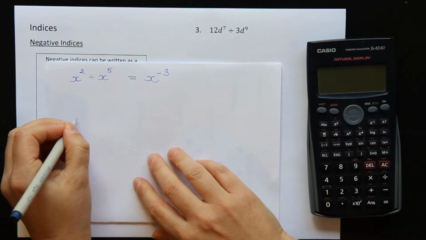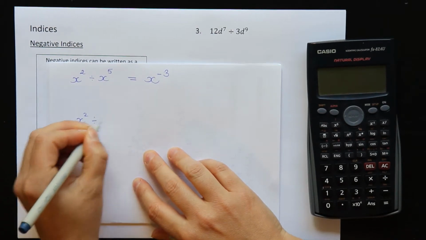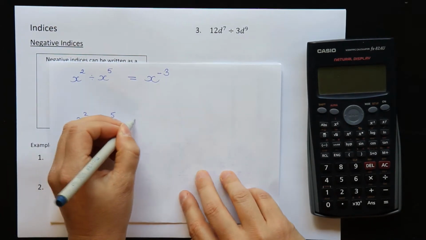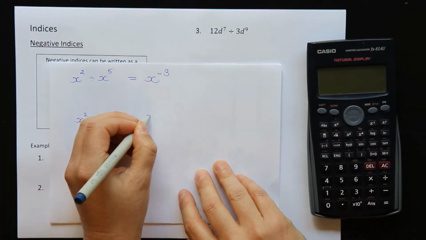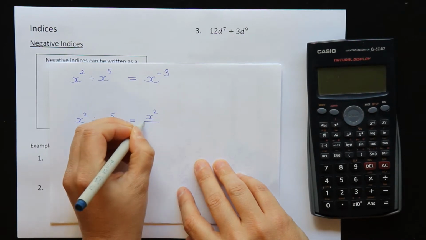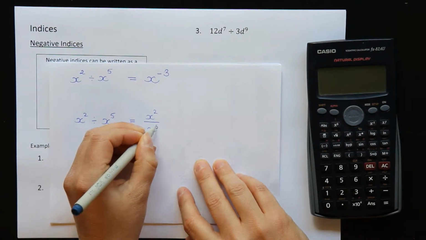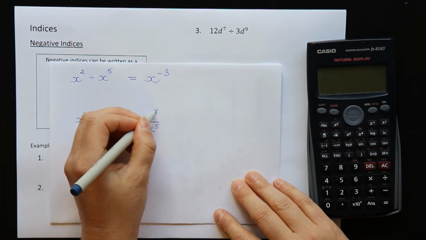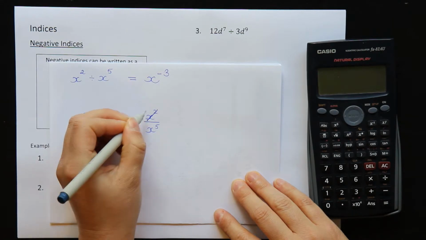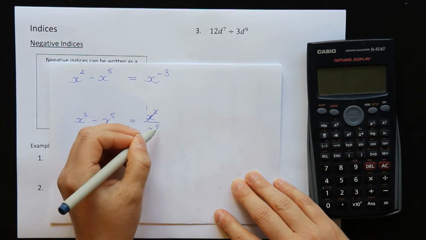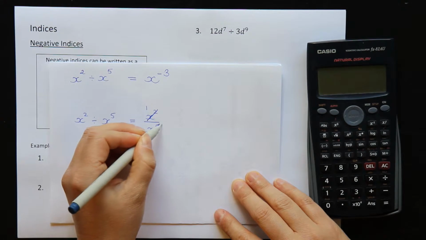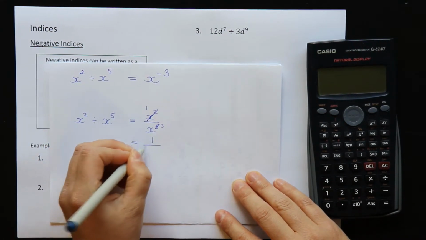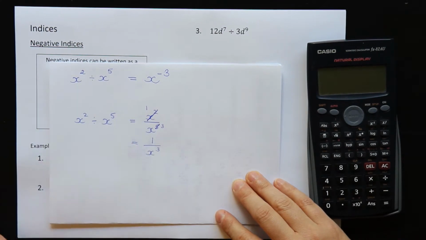The other way I could do that question, x squared divided by x to the power of 5, is that I could write it as a fraction. I could say that's x squared over x to the power of 5, and that means that I could cancel 2 x's on the top, leaving me with 1 because there'll be nothing left, and I'll cancel 2 on the bottom, giving me a 3. If I write that again, I would get 1 over x cubed.